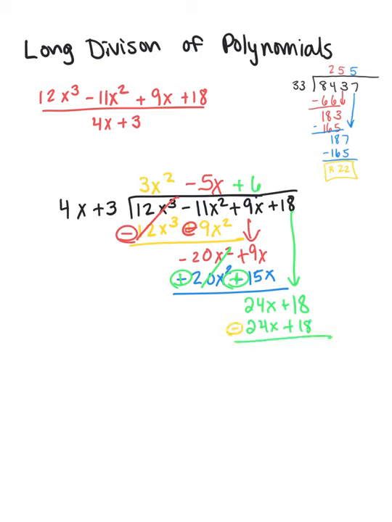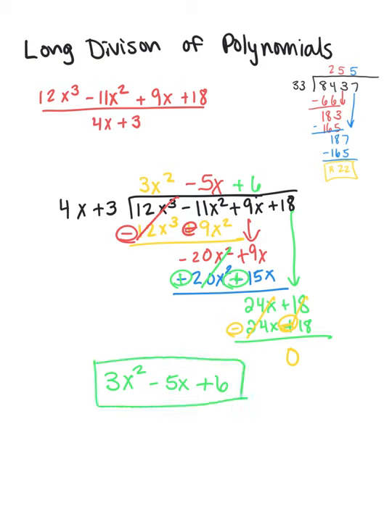We're going to subtract, so we're going to change all the signs. 24 minus 24 gives me 0. 18 minus 18 also gives me 0. So in this case, I have a remainder of 0, which means that 4x plus 3 goes into this polynomial evenly, so they're both factors of this polynomial, meaning if I multiply them together, I would get the original polynomial of 12x cubed minus 11x squared plus 9x plus 18. So my answer, when I divide them, would just be 3x squared minus 5x plus 6, and I wouldn't have to say anything about the remainder because the remainder is 0.